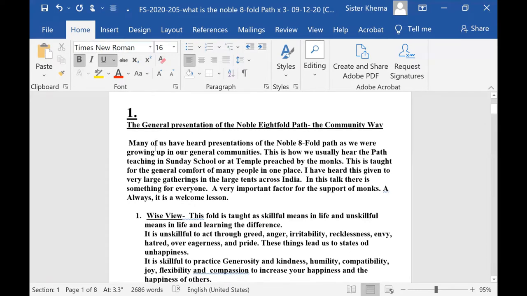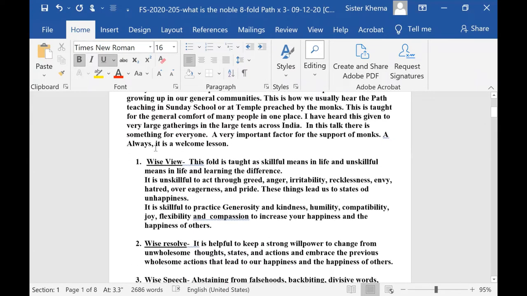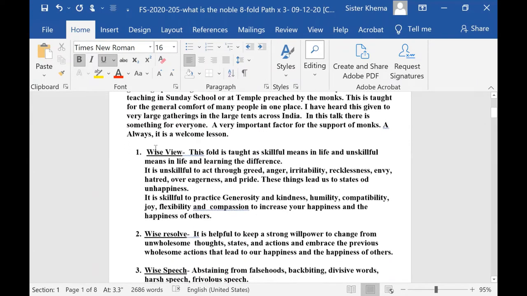And this is taught for the general comfort of many people in one place. I have heard this given to very large gatherings with thousands of people there or in large tents across India. Once we did this way for 10,000 people under a tent, another time 3,000 people under a tent. And it's a distinct thing people can identify with and try to remember. And you can't say it enough times so that they really have it right inside them.